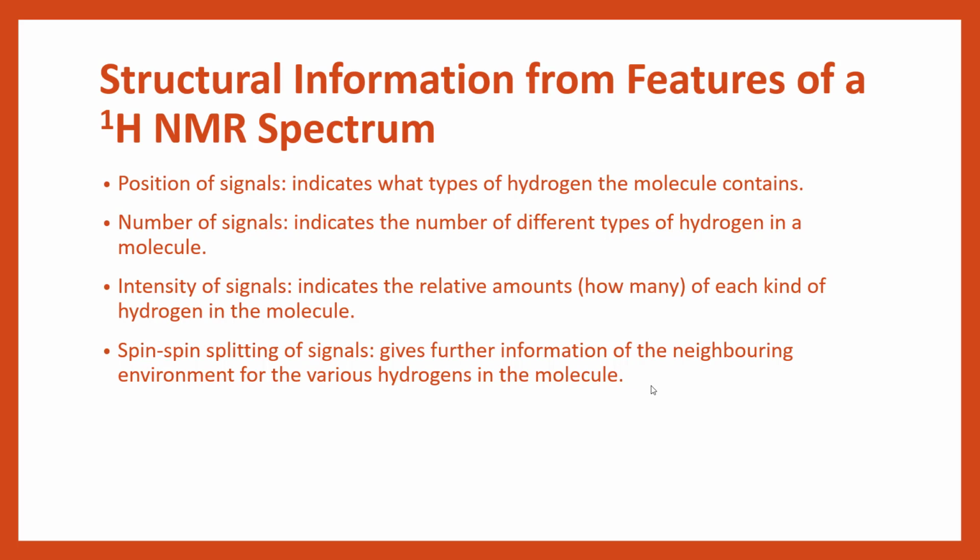And then we have spin-spin splitting, or multiplicity. This gives more information about the neighbouring environment for the various hydrogens in the molecule. So we'll work our way through these, but typically these are the 4 pieces of information that we have from a spectrum, and all of these can be used in tandem to figure out the exact structure of a molecule.